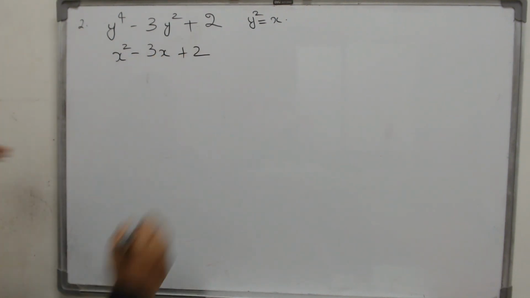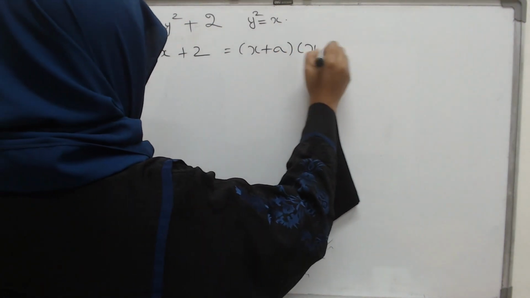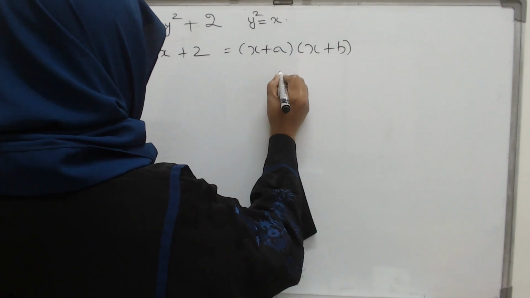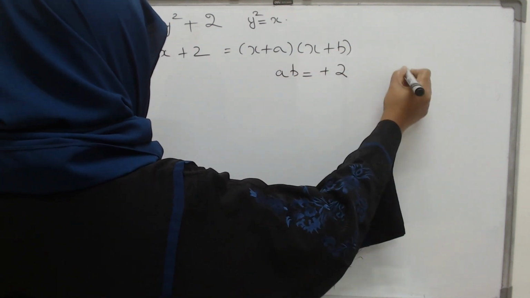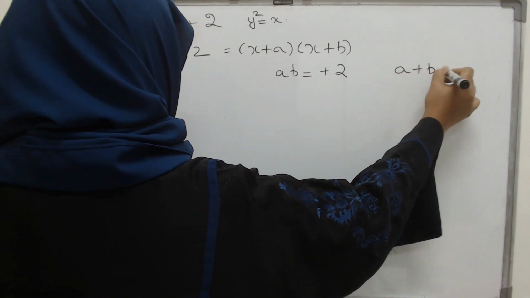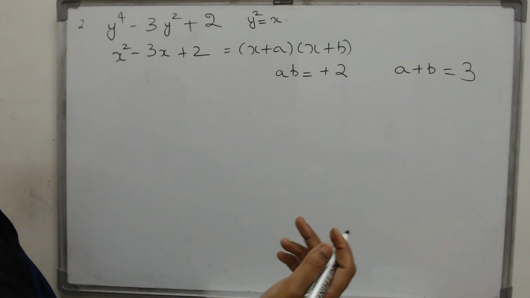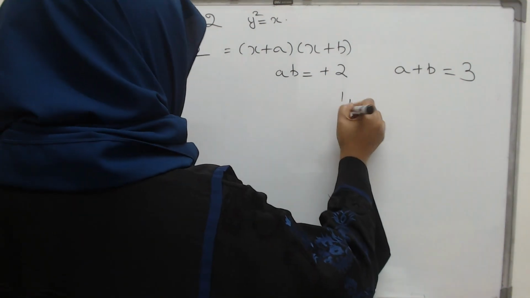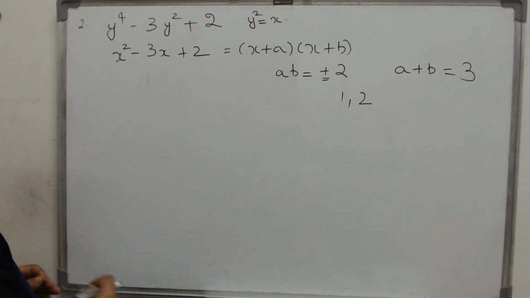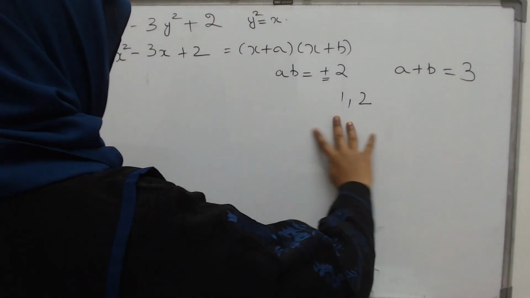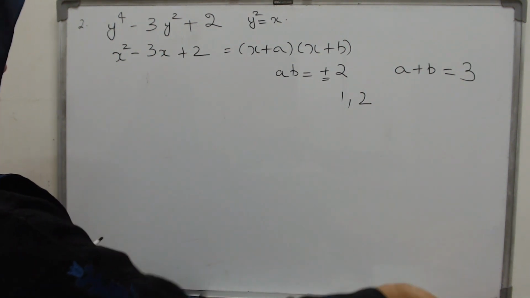Now we have it in this form. Let this be equal to x plus a into x plus b. So we are on lookout for 2 numbers which when multiplied will give plus 2, which when added should give you minus 3. So for now forget about the plus. What are the numbers that you can think of? Only 1 and 2. Now what does this plus sign tell you? This plus sign tells you that both the numbers are of the same sign. Whether it is plus or minus, that we don't know.